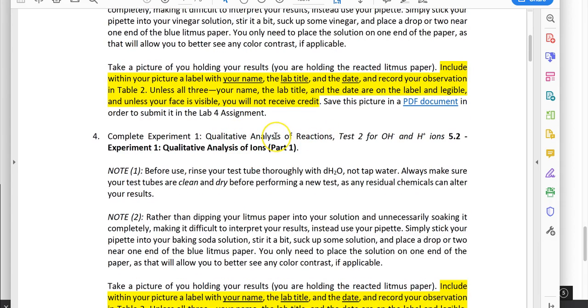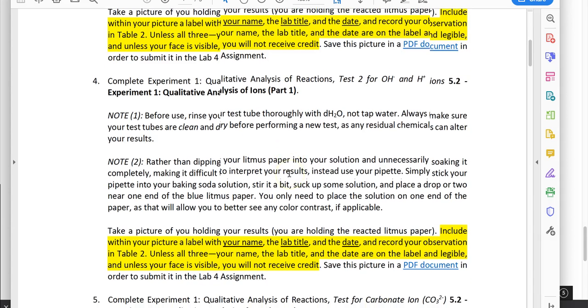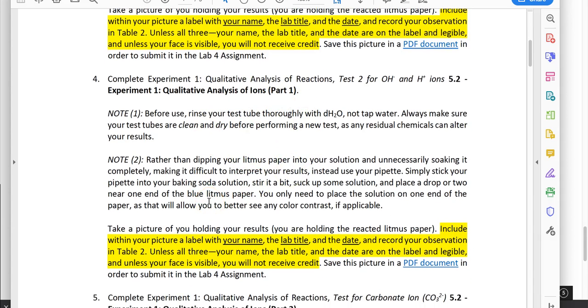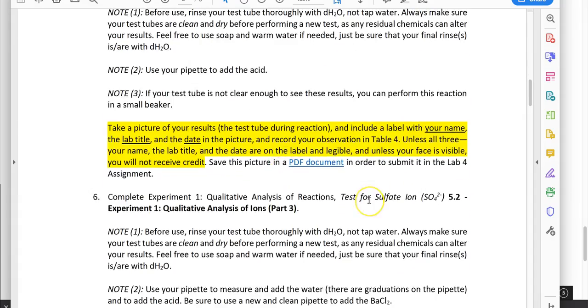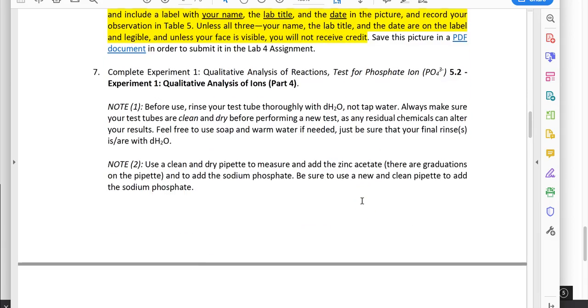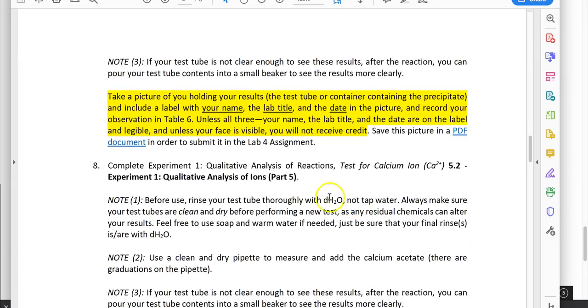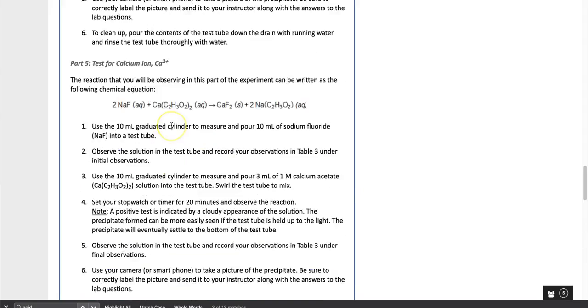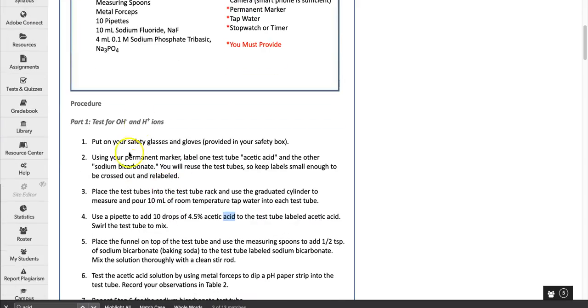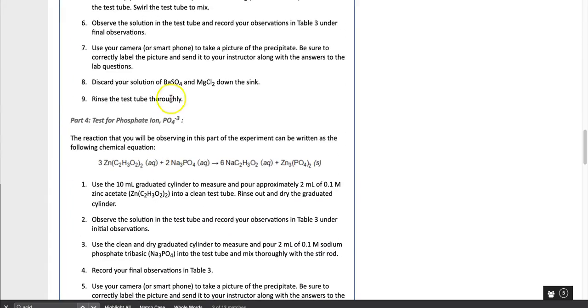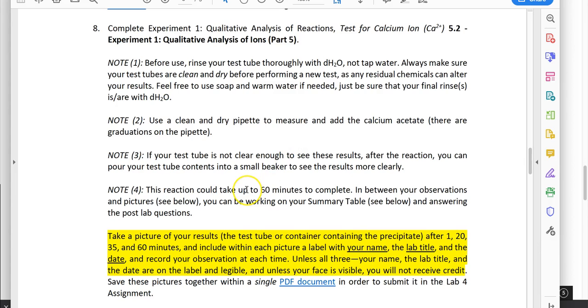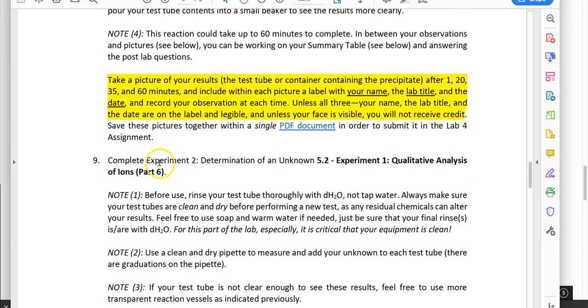Then you're going to do the qualitative analysis of reactions test 2 for hydroxide and protons. And again, basically the same kind of warnings or notes here. Then you're going to do carbonate. Then you're going to do sulfate, phosphate, calcium. So they do kind of match up with what's here. All right, what's here? Test for hydroxide and protons, test for carbonate, test for sulfate, test for phosphate, test for calcium. And then we're going to do the second part, determining an unknown.